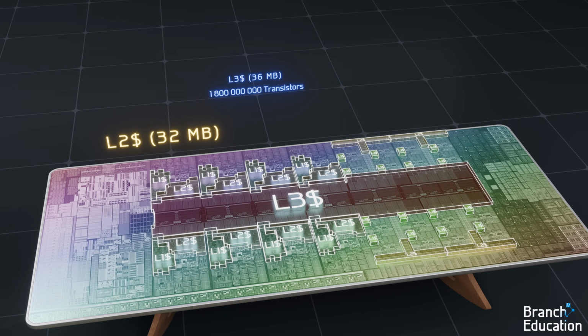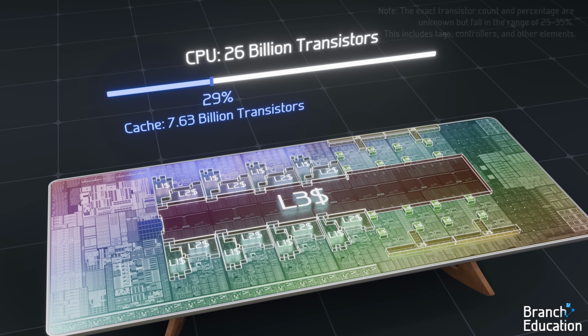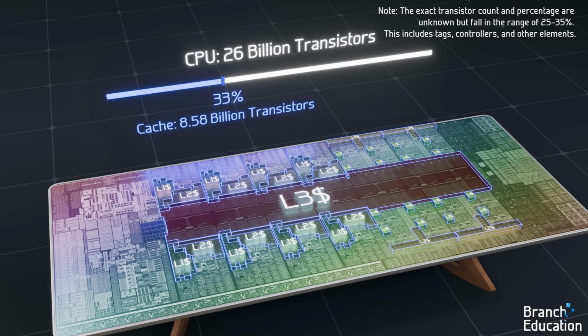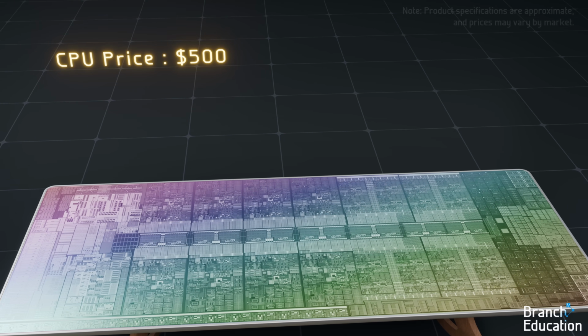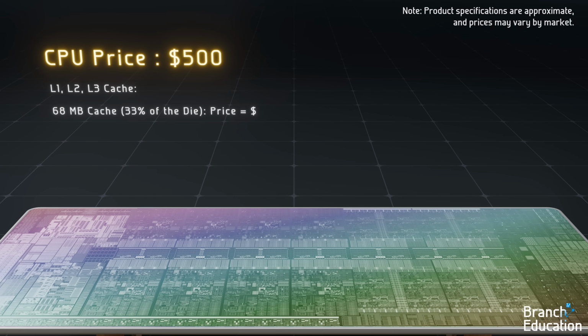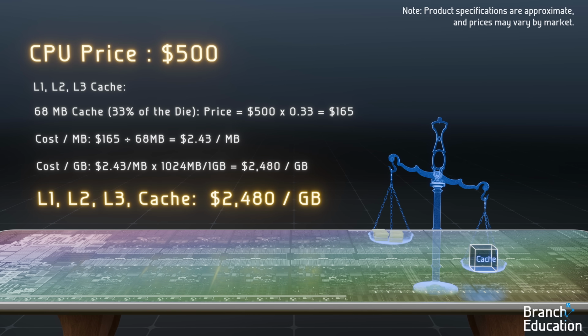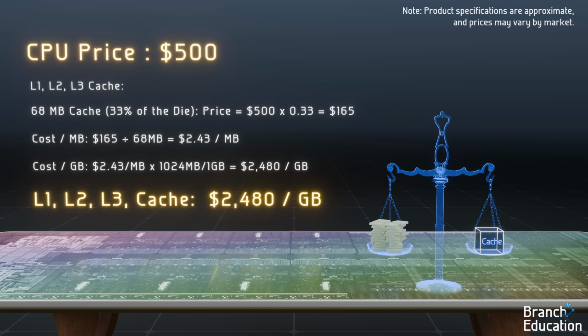Adding in the other 2 levels of caches, along with the space for each address, results in approximately 1/3 of the CPU's 26 billion transistors being dedicated to cache. Factoring in the cost of the CPU and extrapolating the cache to a gigabyte of storage yields absurdly high prices and transistor counts, which is why the capacity of cache is so small.